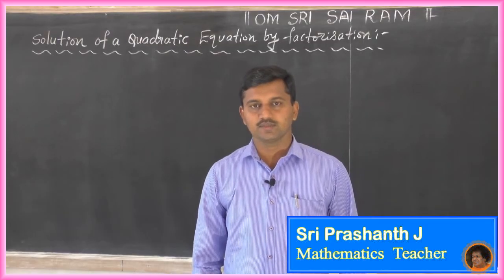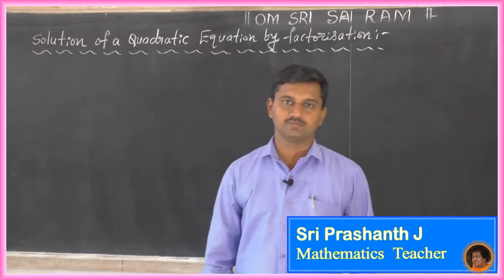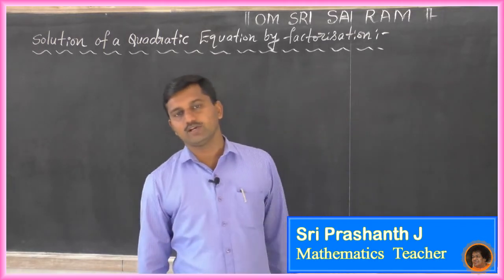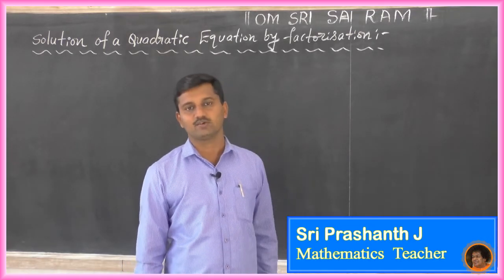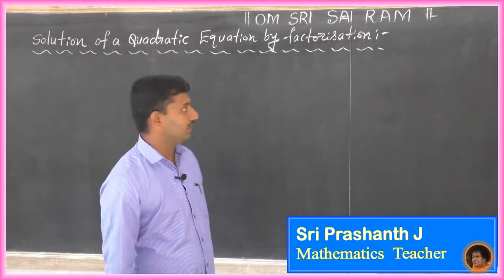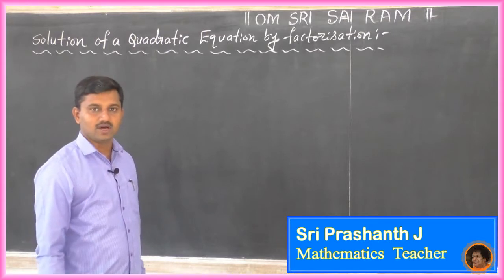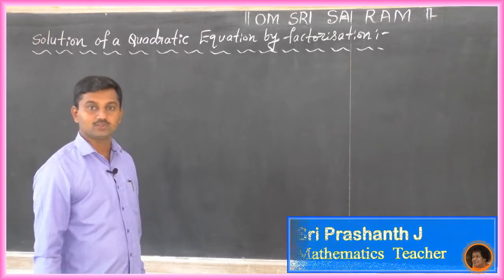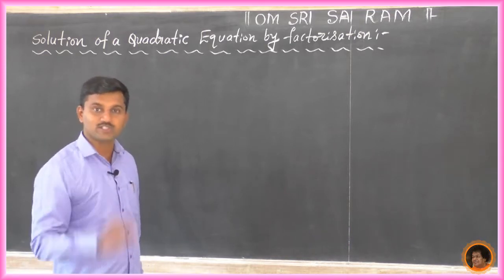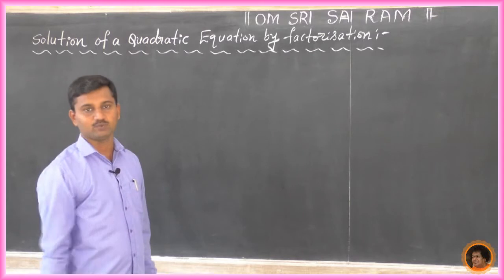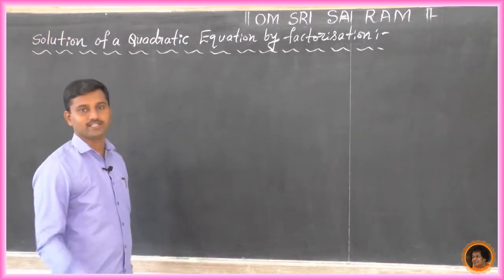Dear students, in the previous session we discussed the new lesson, quadratic equation. What do you mean by quadratic equation? How to define the quadratic equation? Just recall the definition. If the degree of the variable, or the highest power, is 1, that is known as a linear equation. If the highest degree is 2, that is a quadratic equation.